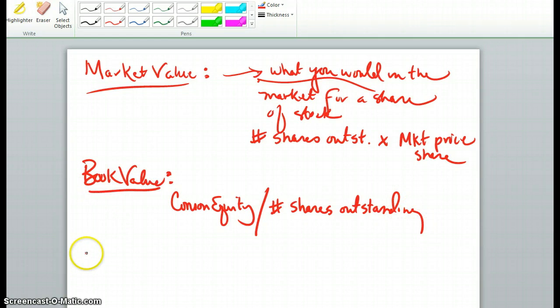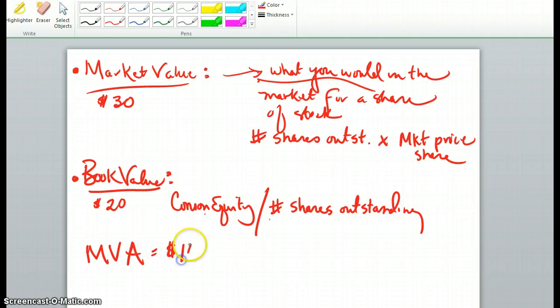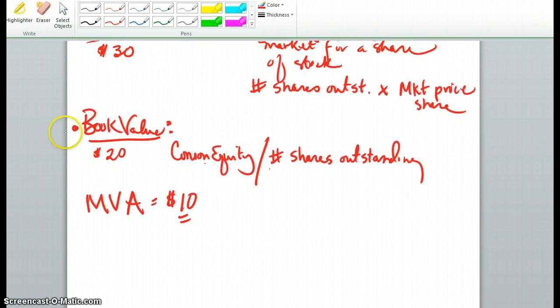But when we're talking about market value added, it's going to be the difference between the market value and the book value. For instance, if I went out to buy a share of stock and it cost me $30, and I calculated the book value by looking at their financials and each share's book value was $20, then the market value added is 10. The market sees more value in the company than is actually reflected in the books.